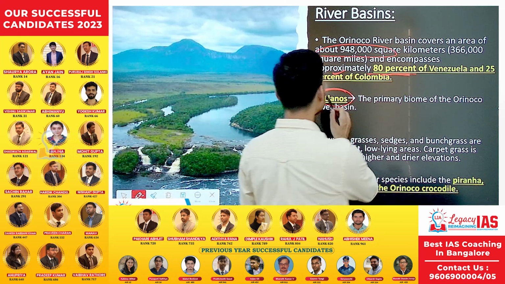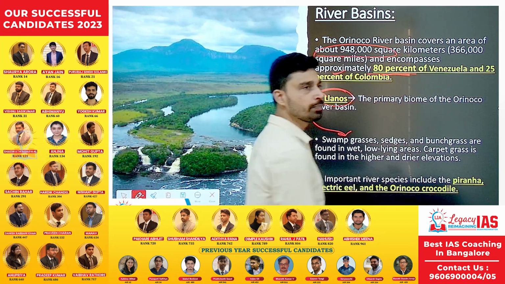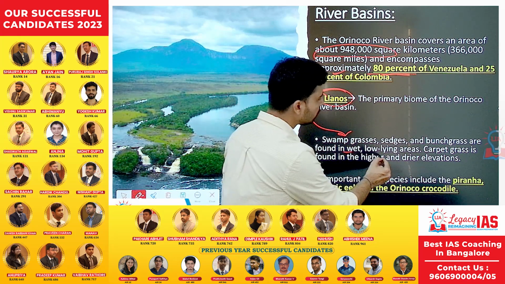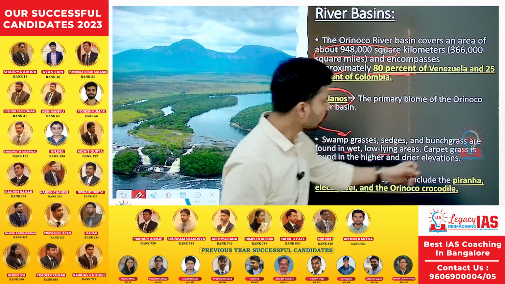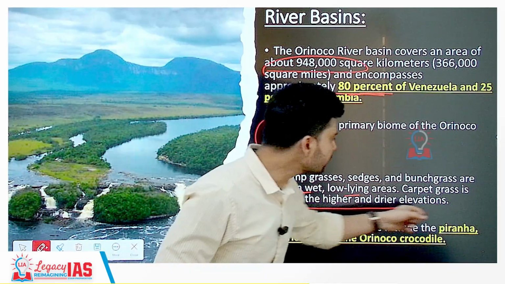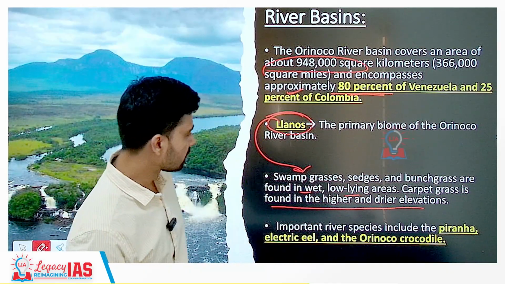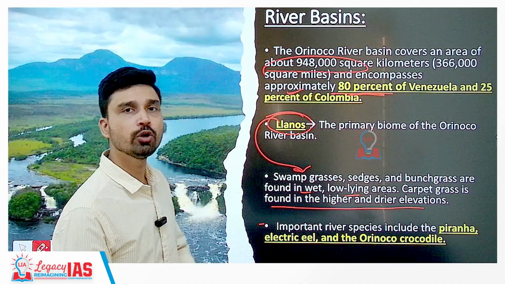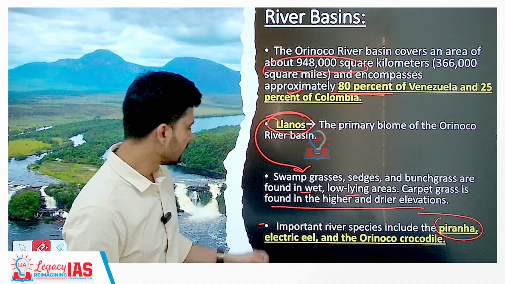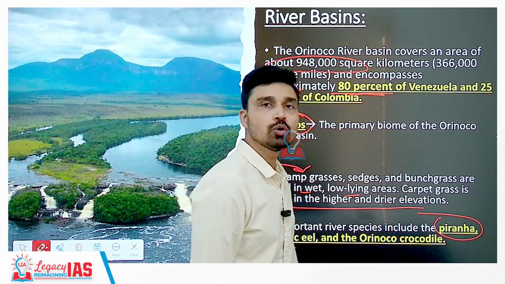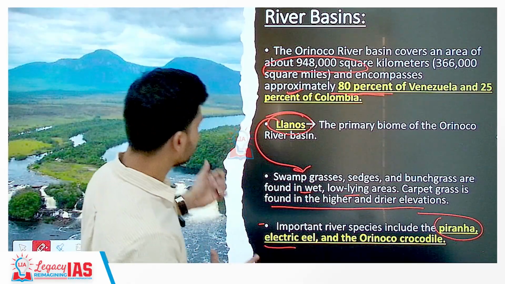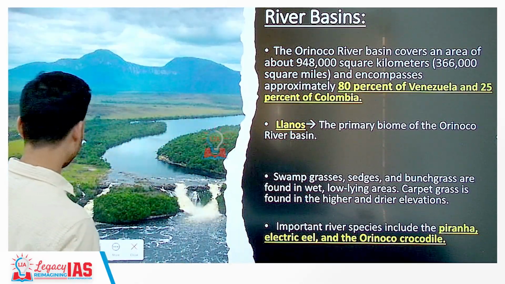In this llanos grassland, you will observe several types of grasses. Swamp grasses, sedges, and bunch grasses are found in the wet low-lying regions of the grassland, while carpet grass, a kind of uniform grass, is found in the higher and drier elevations of the llanos grassland. The important river species that you will find in the Orinoco River are a dangerous species of fish, the piranha, then the electric eel, as well as the Orinoco crocodile. The Orinoco River basin is infested with many such organisms which are dangerous and a life threat to humans.